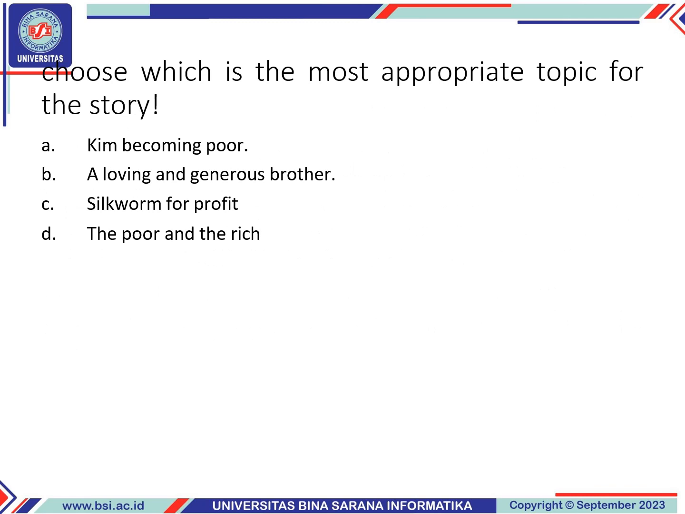After reading the story or the paragraph or passage, choose which is the most appropriate topic for the story. A. Kim becoming poor. B. A loving and generous brother. C. Silkworm for profit. Or D. The poor and the rich.